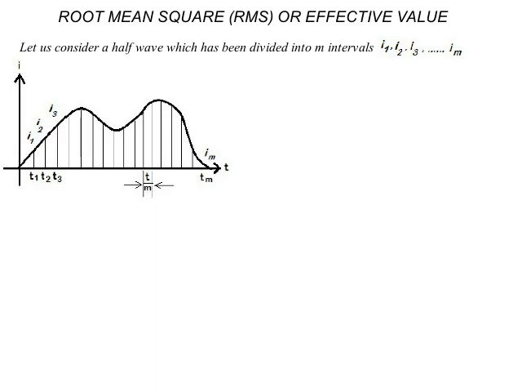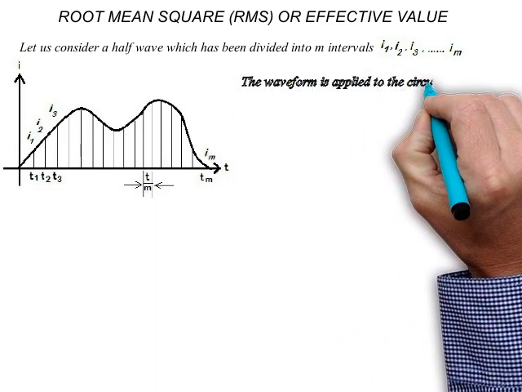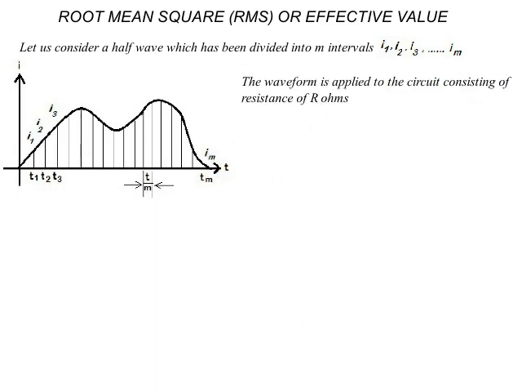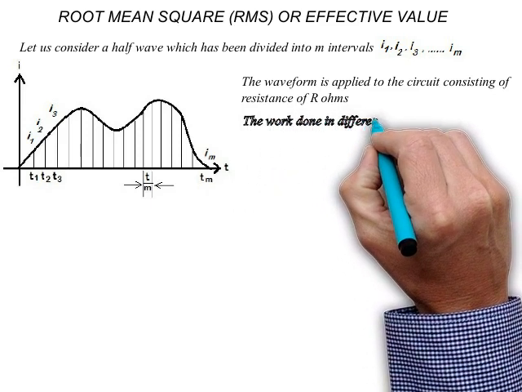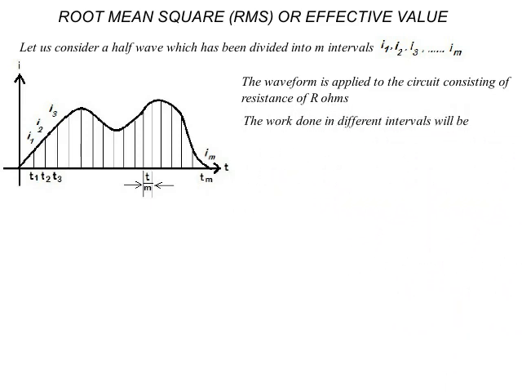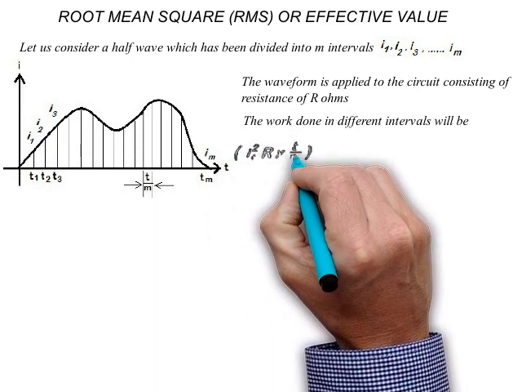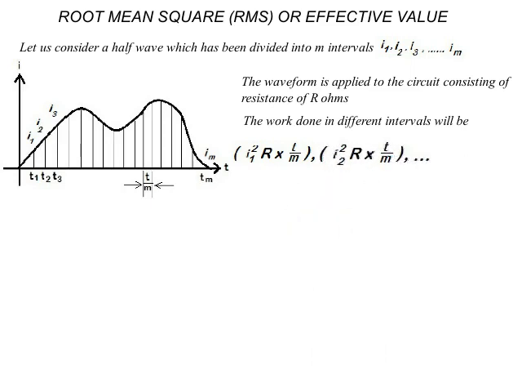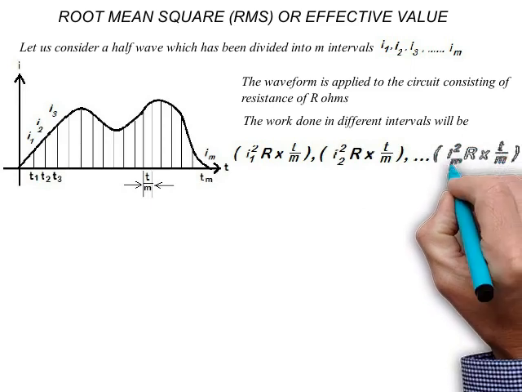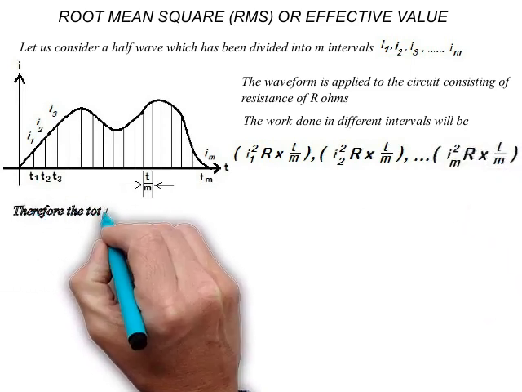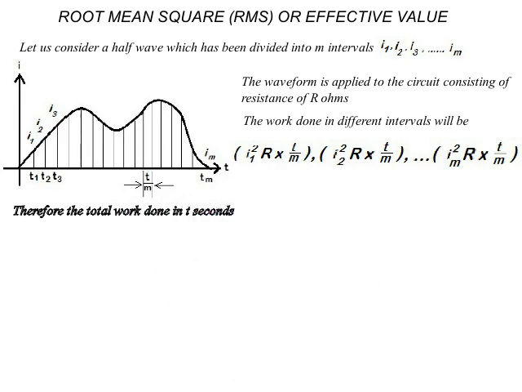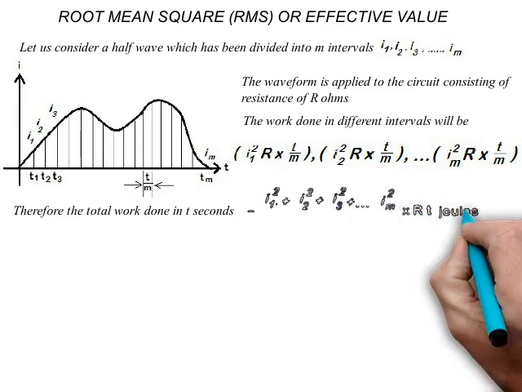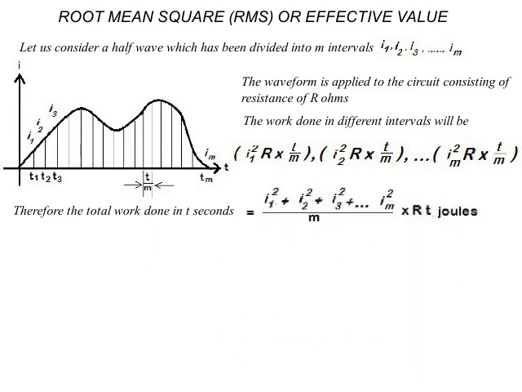The waveform is applied to the circuit consisting of resistance of R ohms. The work done in different intervals will be given by I1 square R into T by m, I2 square R into T by m, Im square R into T by m. Therefore, the total work done in T seconds is given by (I1 square plus I2 square plus I3 square plus Im square) by m into R into T joules.